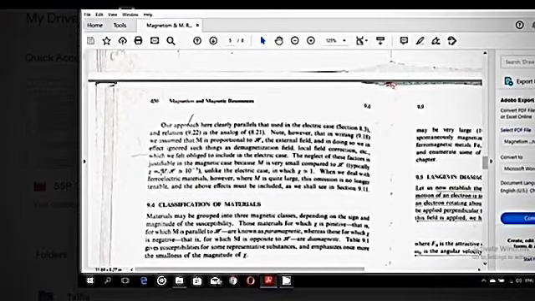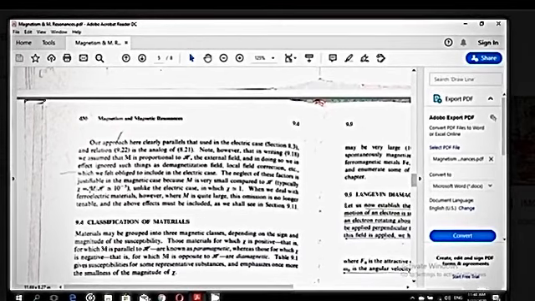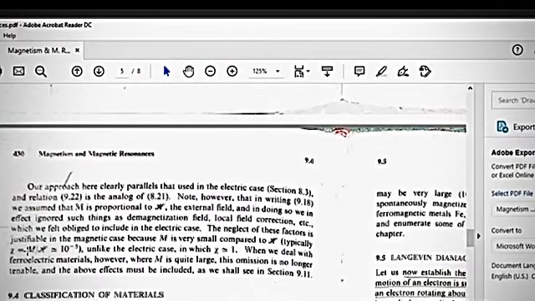Typically, chi is of the order of 10 to the power minus 5. So that's why we will not consider the demagnetization field and the local field. Okay, unlike the electric case in which chi is quite considerable.